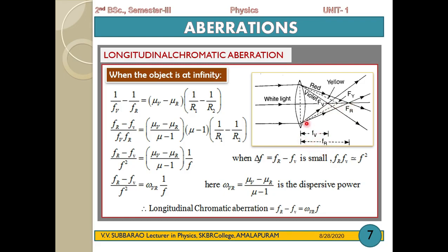red. In order to find this difference Fr minus Fv, we consider the lensmaker's formula, that is 1 by F is equal to (mu minus 1) into (1 by R1 minus 1 by R2). Substituting the values for Fv and Fr, we get two equations and subtracting one from the other, we arrive at 1 by Fv minus 1 by Fr is equal to (mu V minus mu R) into (1 by R1 minus 1 by R2). Taking LCM, (Fr minus Fv) by FvFr is equal to (mu V minus mu R) by (mu minus 1) into (mu minus 1) into (1 by R1 minus 1 by R2). Here we have multiplied by mu minus 1 in the numerator and divided by mu minus 1 again.